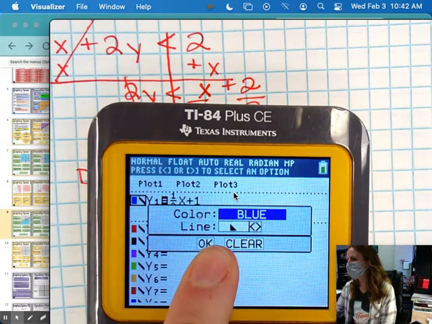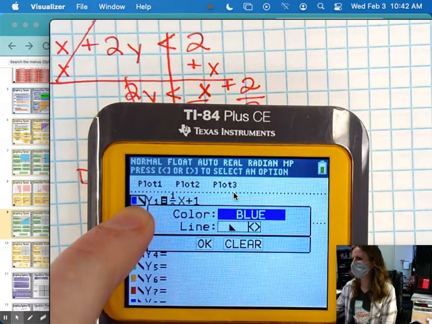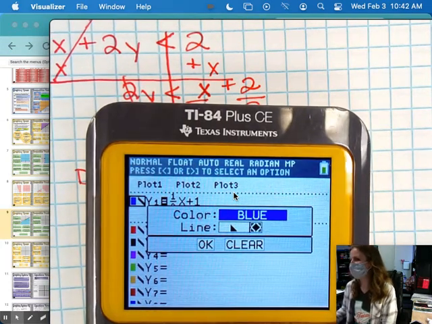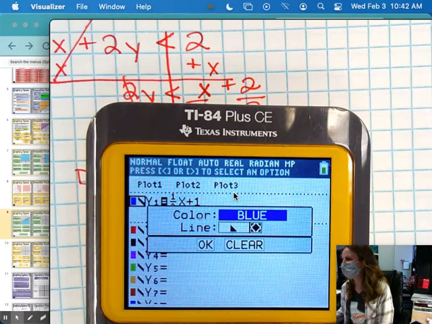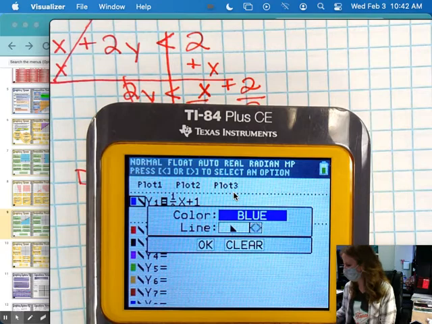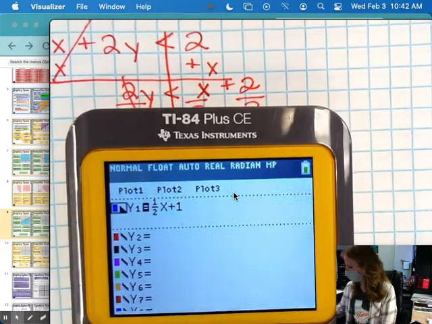Okay, what did we get to that screen? You arrow over to this portion here. Okay, thank you. And then change it to what it looks like. Push enter. Yours might be different because these are all the CEs. Now hit OK. Now hit graph.